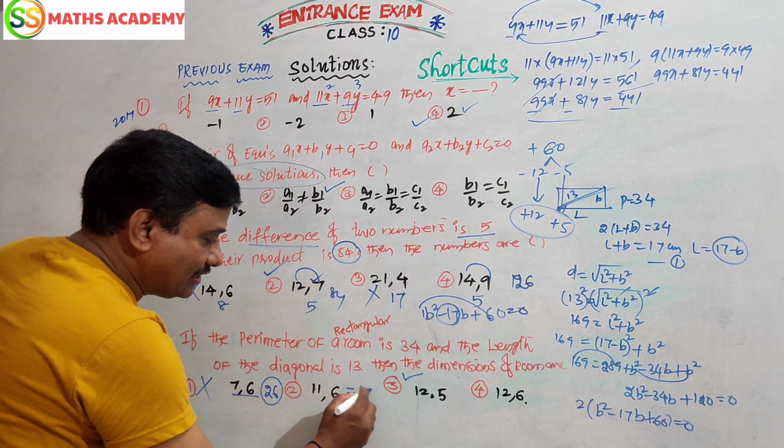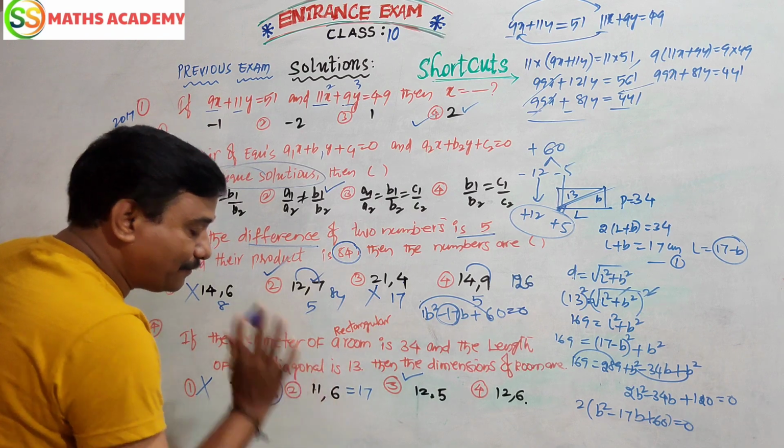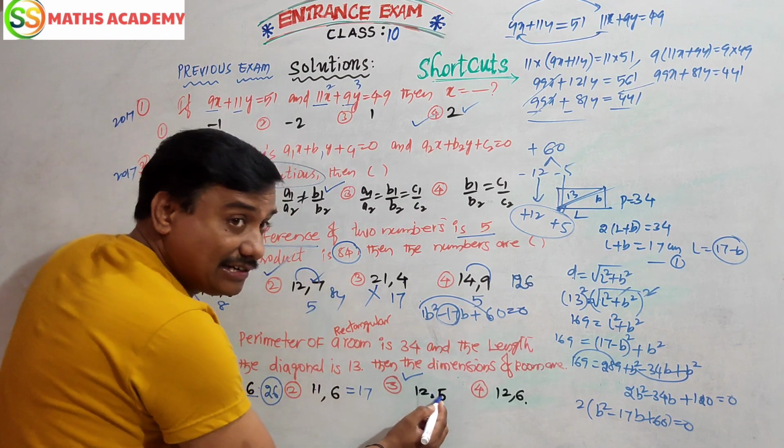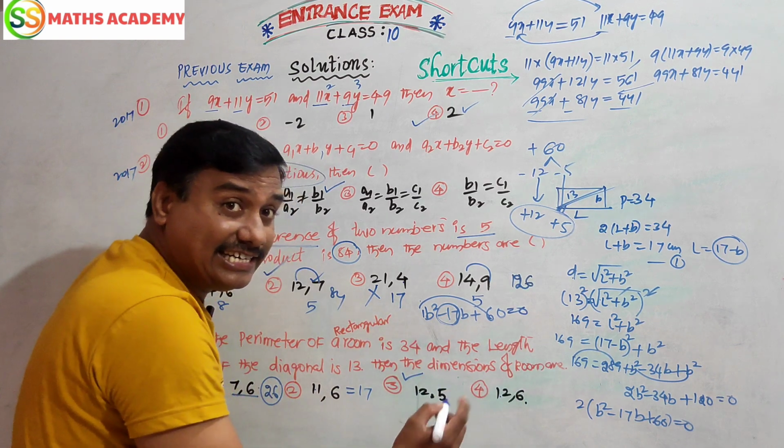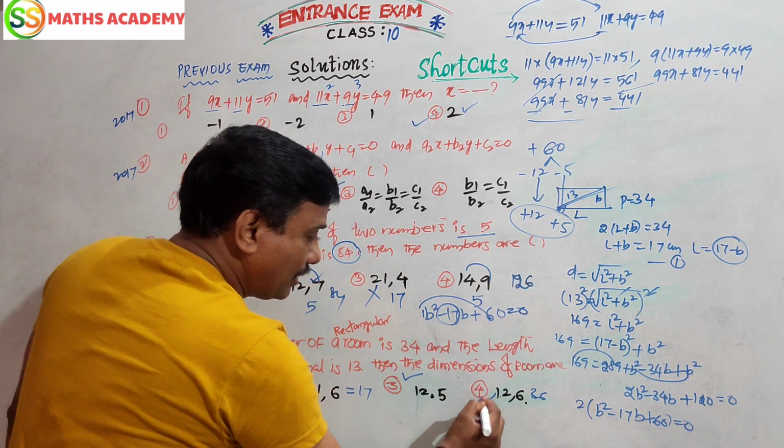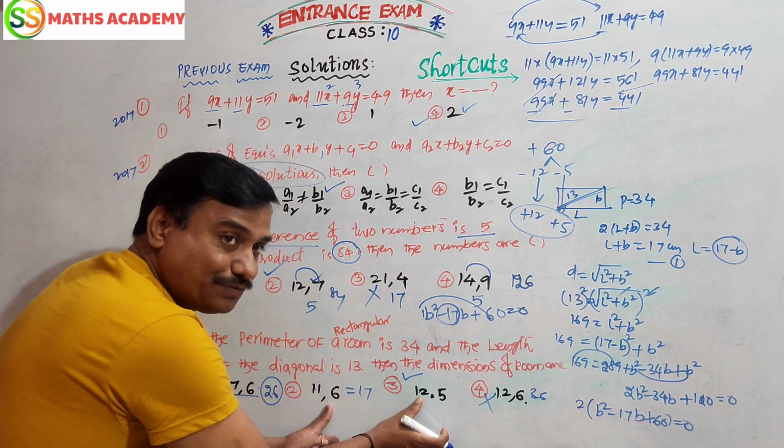11 plus 6, 17. 17 double 34. Maybe. 12 plus 5, 17, double 34. Maybe. 12 plus 6, 18. 18 double 36. It's not an option. The answer will be these two.